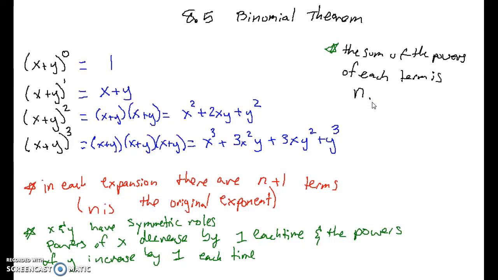Okay? So, if you think about it, this multiplication wasn't too bad, right? Maybe multiplying it 3 times was a little bit of a pain, right? So we want an easier way. So there's something called Pascal's triangle.